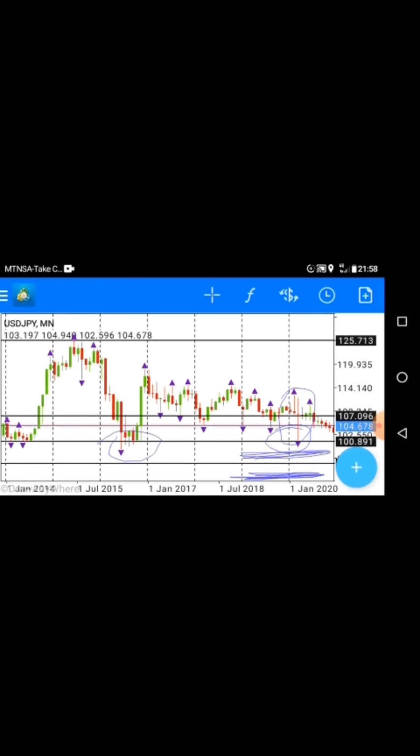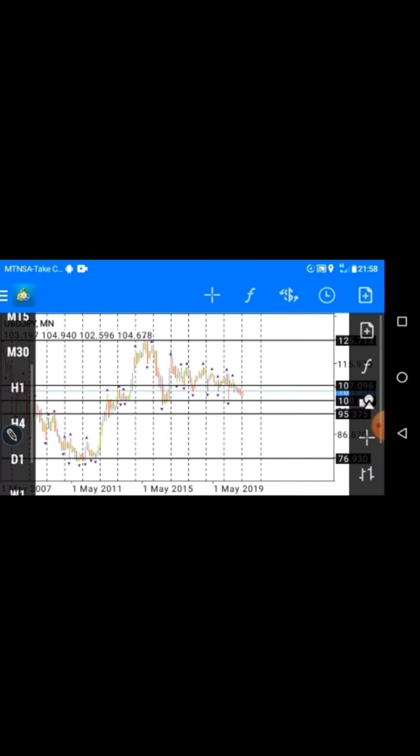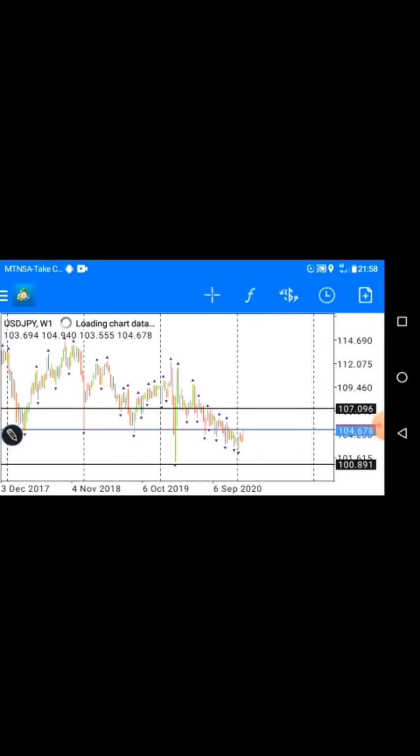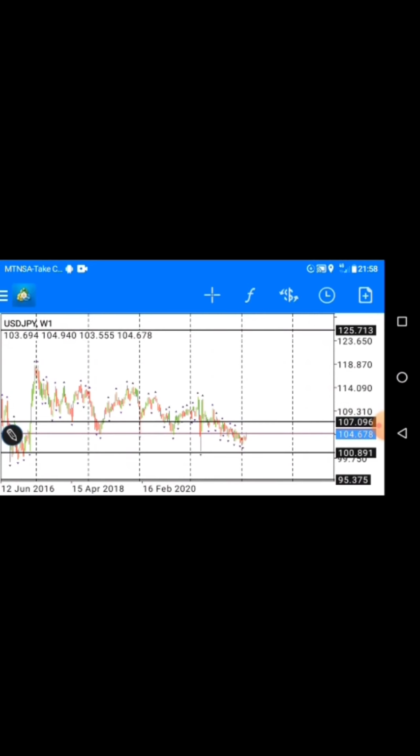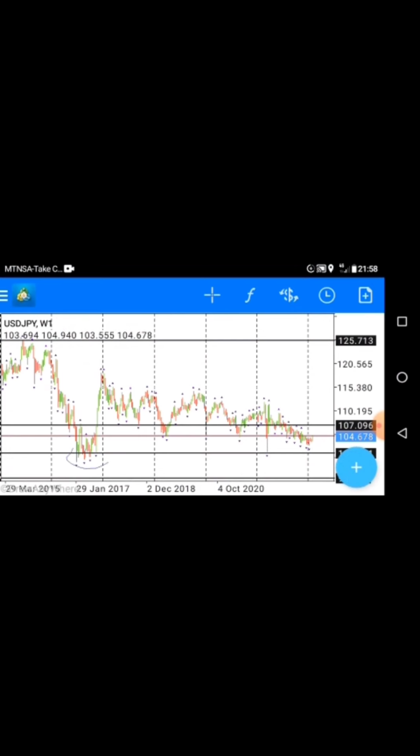Okay, so I'm just going to quickly switch to a lower time frame and see how it plays out. Right now we are on the monthly time frame. Let's see the weekly time frame, how it works. Okay, we are more focused on the level of 100.891. As you can see here, the same thing happened here, and it is about to do a triple bottom before it can basically shoot up.